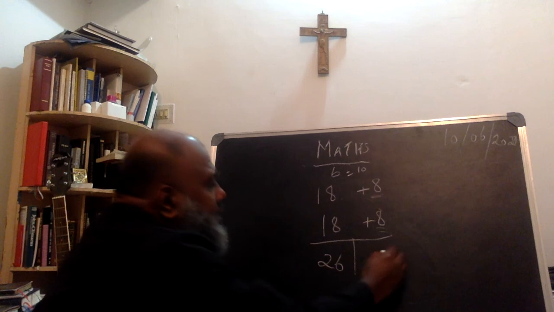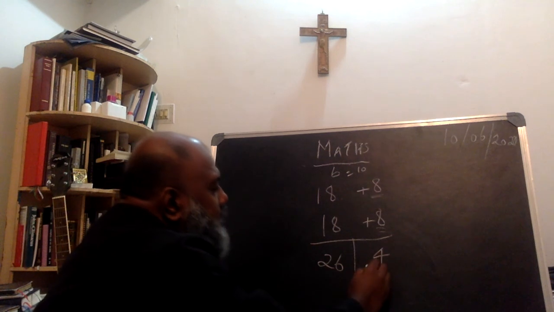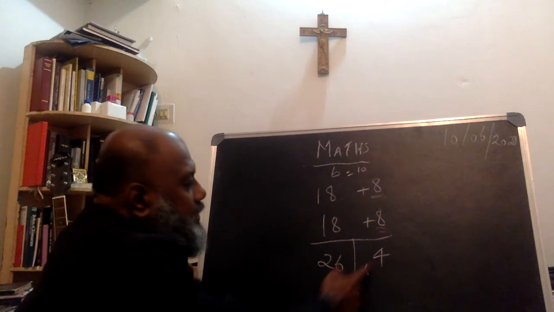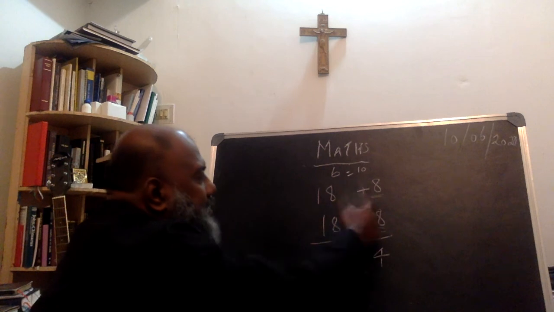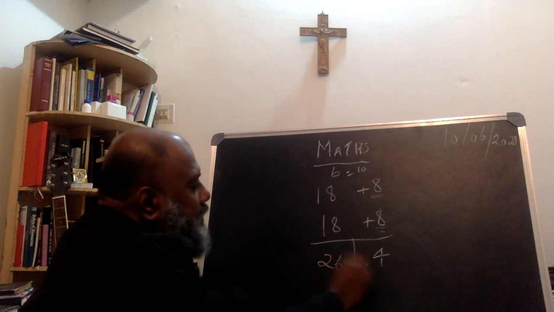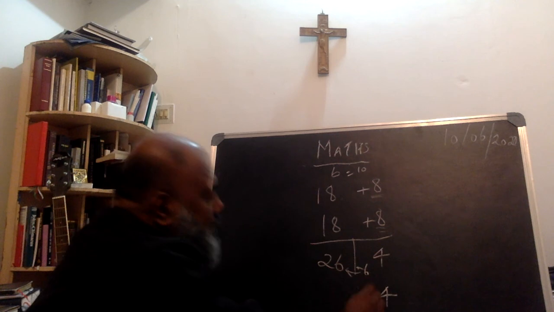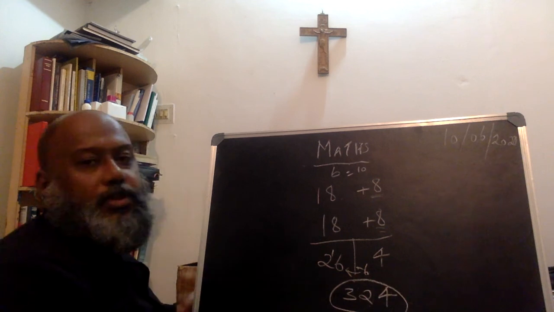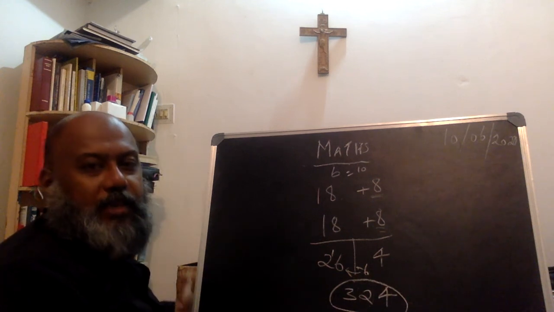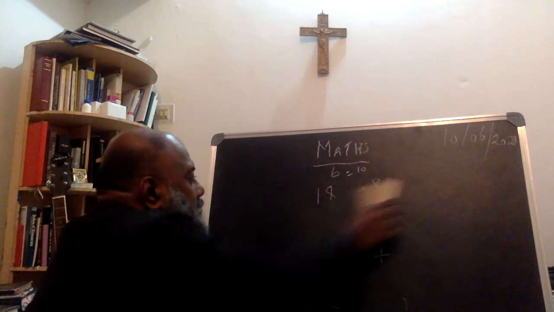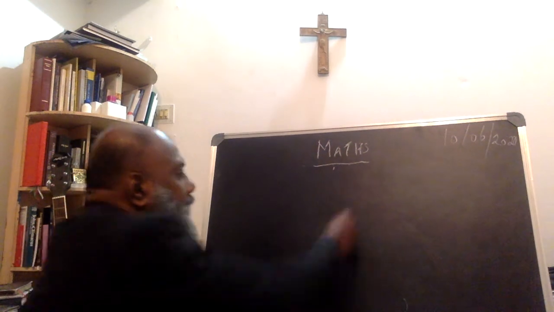8 eights are 64. So you put 4 here, sorry, and you put 6 here. Notice that it's a 2-digit number, so obviously you can't put 2 digits where the base is 10 on one side. What you need to do with the 6, you move it here, and you add these both. So the answer is nothing else but, you put 4 down, 6 plus 6 equals 12, you carry 1 here, 2 plus 1 equals 3. So the answer is 324. Very, very simply.